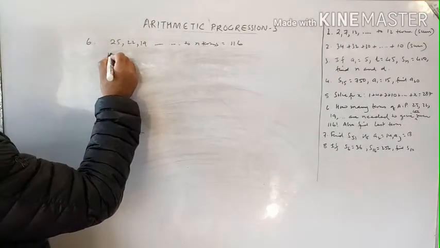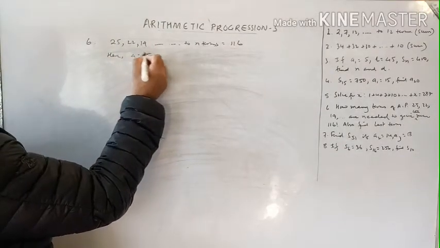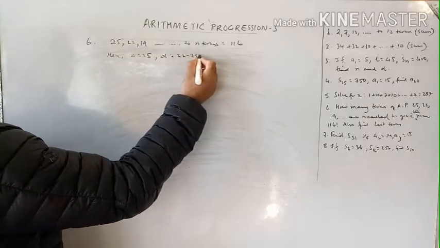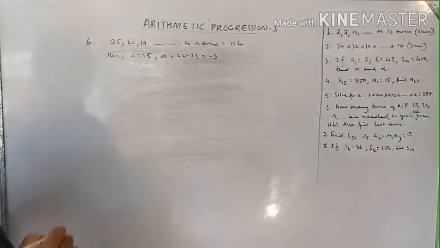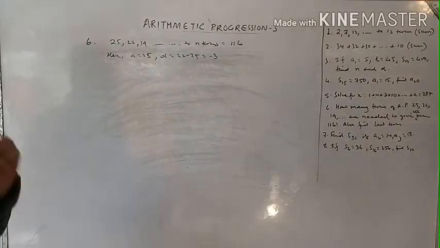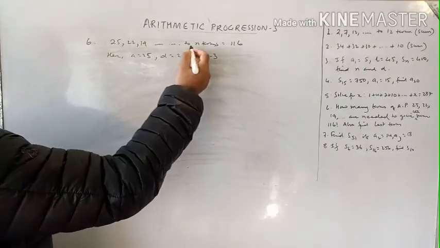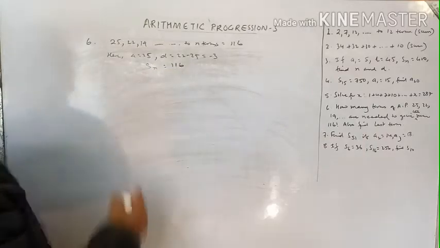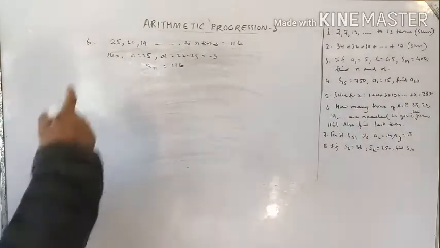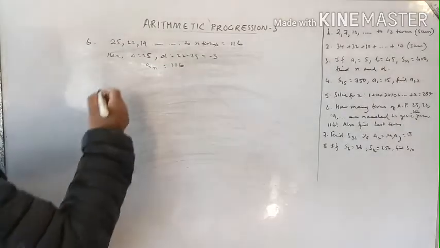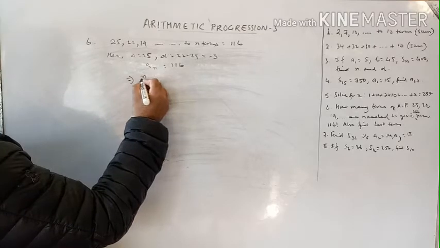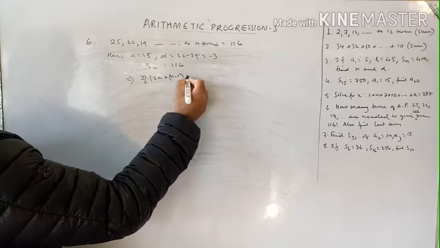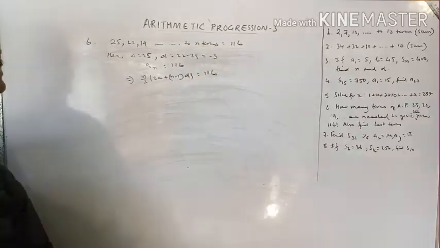So here you see a equal to 25, and d is equal to 22 minus 25, that is minus 3, because 22 minus 25 will give you minus 3. Okay, number of terms is n, so therefore S_n equal to 116. So we can find the value of n. That's what we have to do. S_n equal to n by 2 into 2a plus (n minus 1)d is equal to 116.